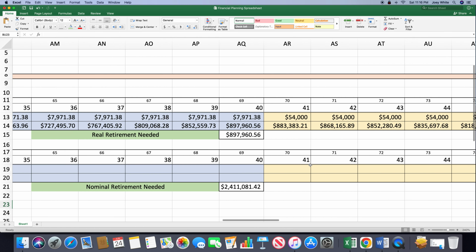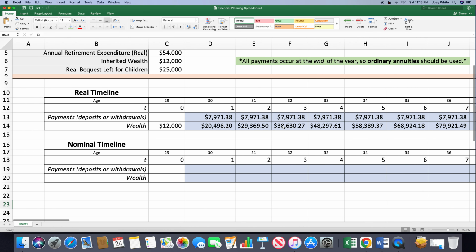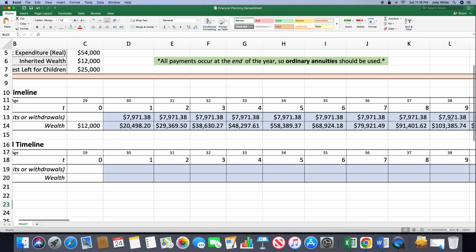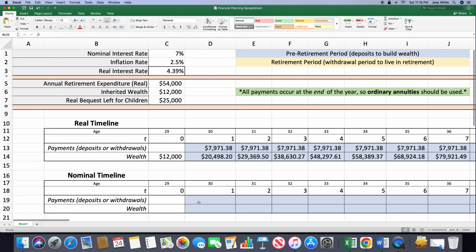Okay. Now we can index all of these payments and withdrawals using inflation, okay? And we can do that by simply, we'll start off with the first one, right? We'll take this first one, our first real deposit, which is in cell D13, and we'll multiply it by open parentheses 1 plus the inflation rate. Close parentheses.